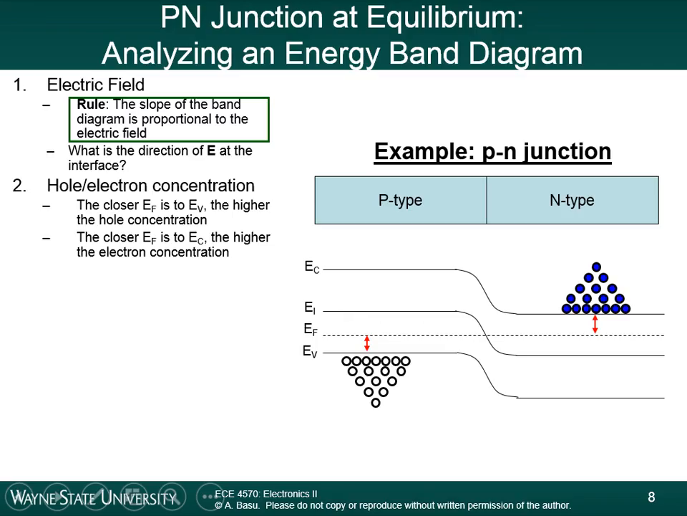On the n side of the junction, I'm drawing the electrons. I'm using an n-type material. There are many more electrons than holes. We're more interested in what the electrons are doing at this moment. Why have I drawn a larger concentration of electrons here and a lower concentration of electrons up here?